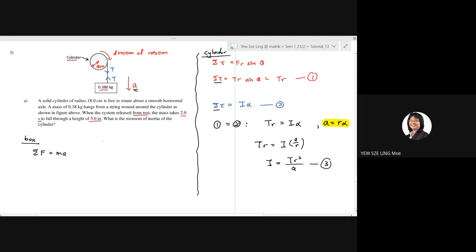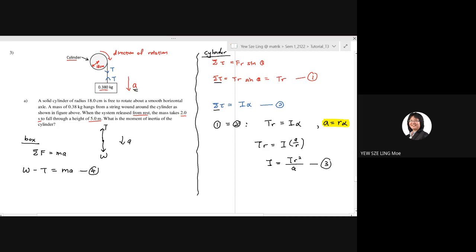For the box, the free body diagram is like this: W and T is going up, so A is going down. This is my free body diagram. Therefore, I'm going to expand the equation, which becomes W minus T equals MA. So done. This is the fourth equation.